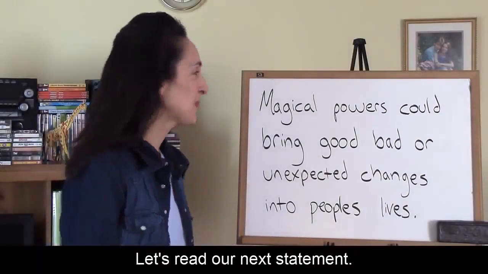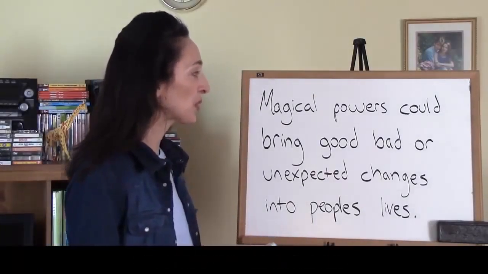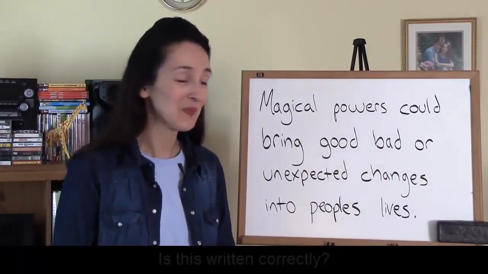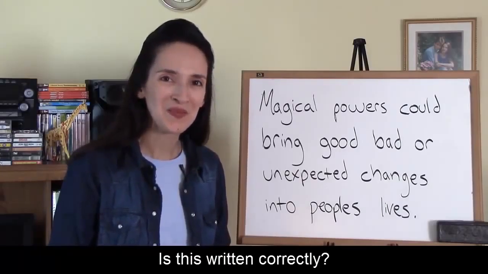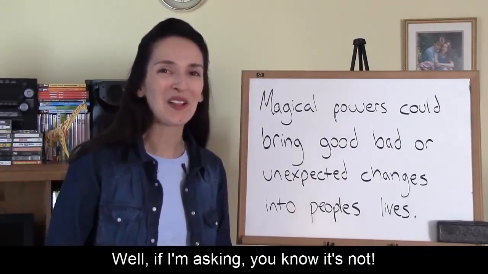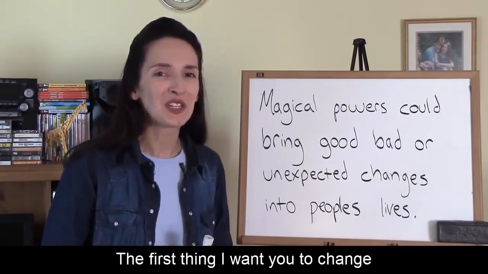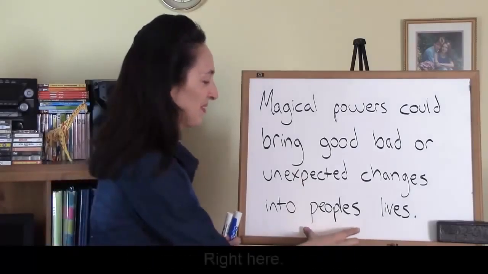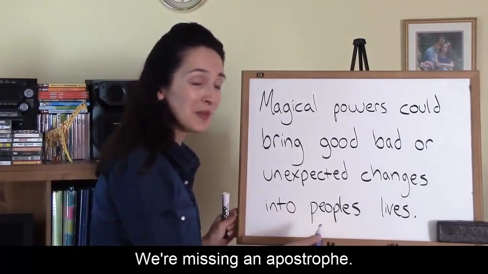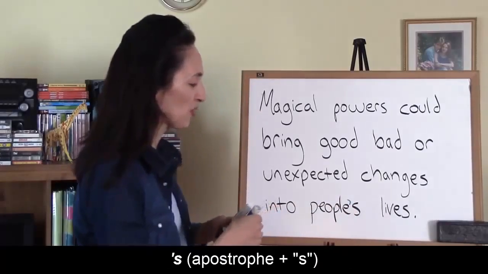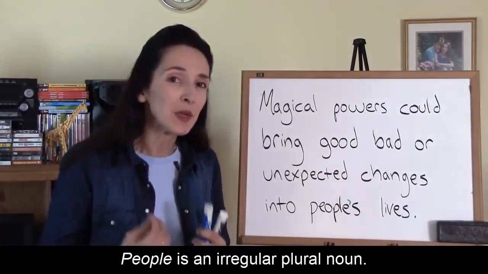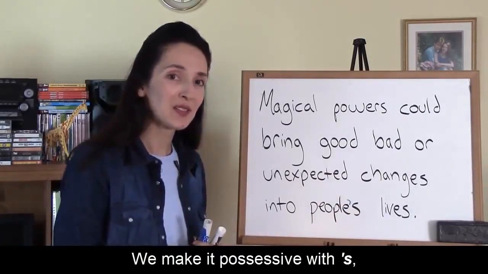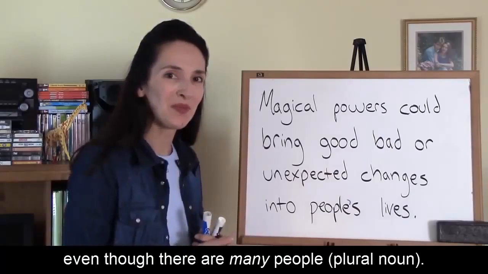Let's read our next statement. Magical powers could bring good, bad, or unexpected changes into people's lives. Is this written correctly? Well, if I'm asking, you know it's not. The first thing I want you to change is the possessive noun. Do you see where it should be? Right here. We're missing an apostrophe, apostrophe S. People is an irregular plural noun. We make it possessive with an apostrophe S, even though there are many people.